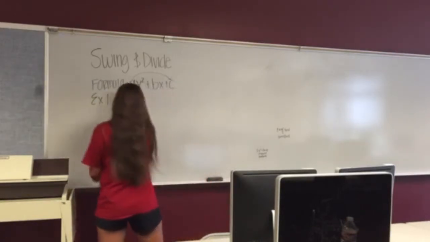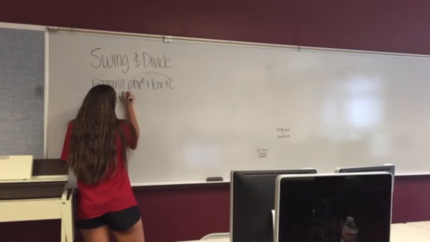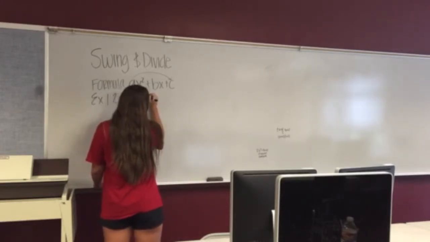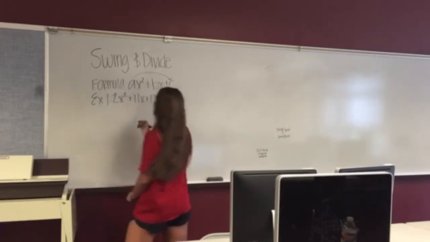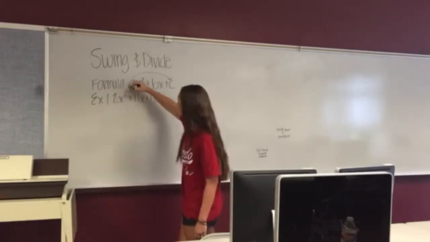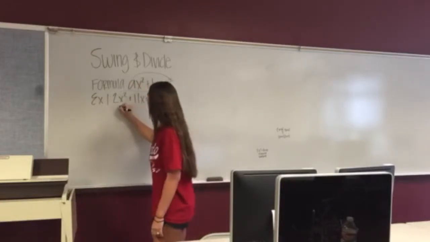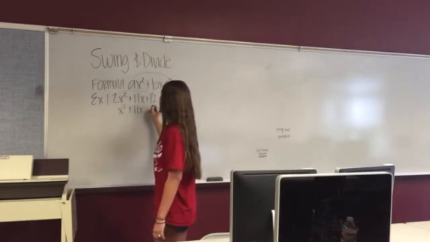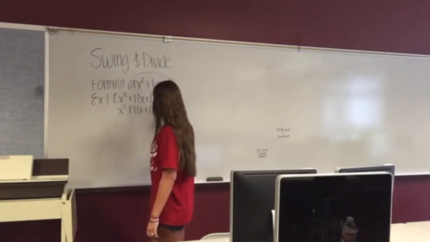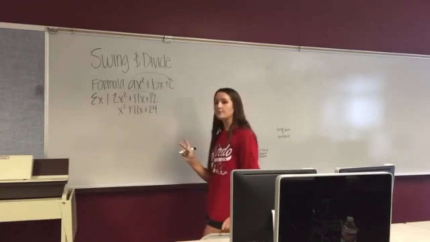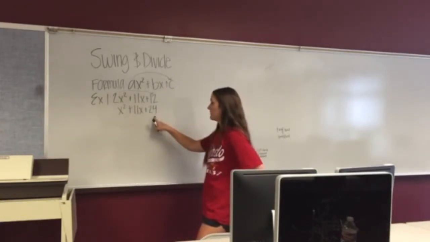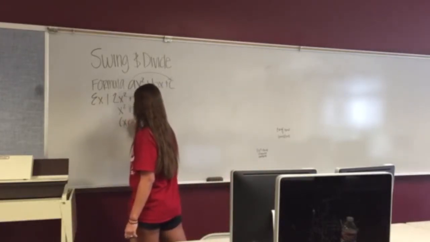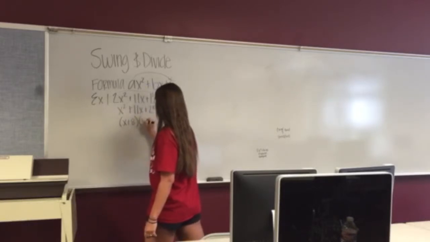Okay, the first example is going to be 2x squared plus 11x plus 12. So the first thing we're going to do is 2 times 12. Two times 12 is 24. So then you're going to think of two numbers that multiply to get 24 and add up to 11, which would be 8 and 3.